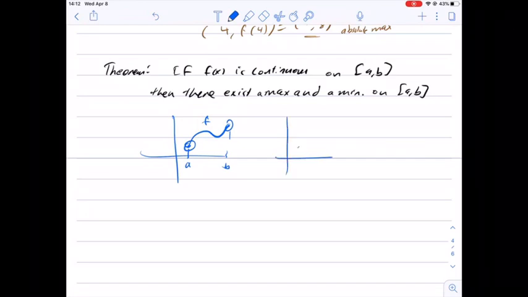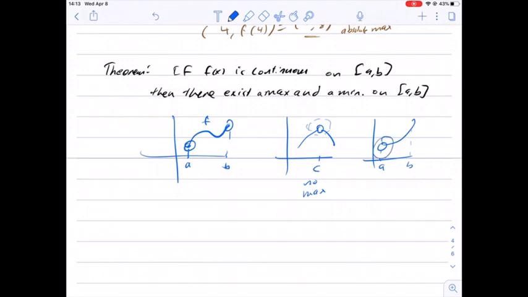But if the function is not continuous, for example, if the function looks like this, this is a removable discontinuity. The function is not continuous at the point c, so that means we don't have maximum, no max. If the function looks like this, the function doesn't have minimum, no minimum, because it's not continuous at a.